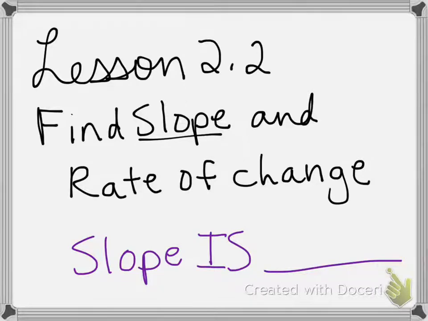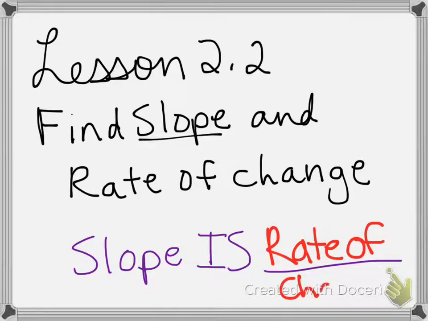This is lesson 2.2, find slope and rate of change. It's interesting to me that it says find slope and rate of change, because slope is rate of change. To say slope or to say rate of change is the exact same thing. So I could call it slope or I can call it the rate of change, and I'm talking about the exact same thing.